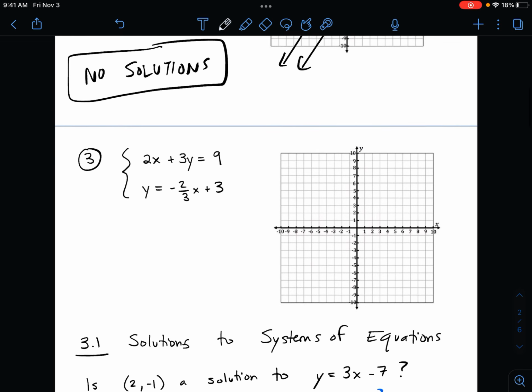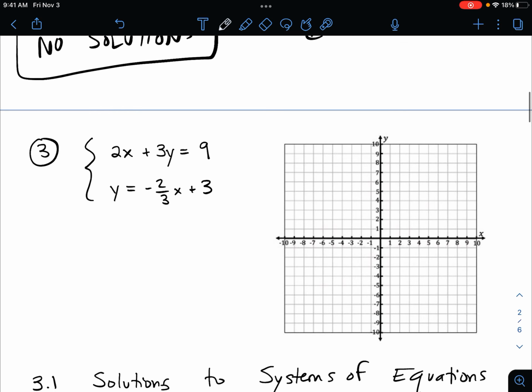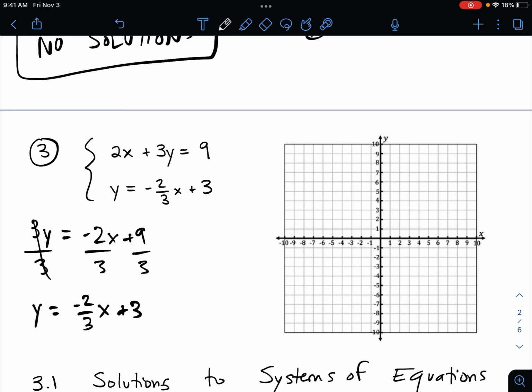All right, and then number 3, again, we do need to make sure that we turn these both into slope-intercept form. The second one is already in slope-intercept form, but the first one is not. So I'm going to have to go ahead and change this. I'm going to start by subtracting 2x on both sides. That gives me 3y equals -2x plus 9. We're then going to divide everything by 3. And if we do this, we get y equals -2/3 x plus 3.